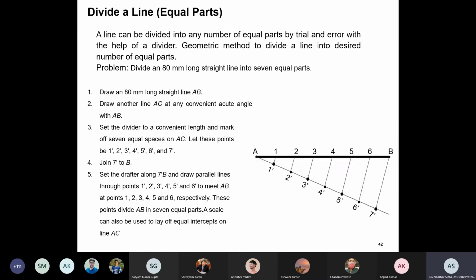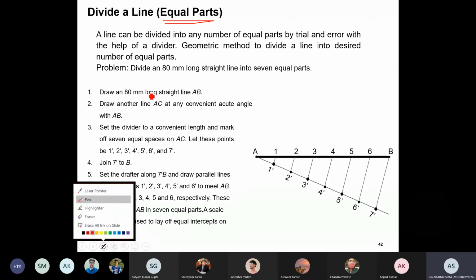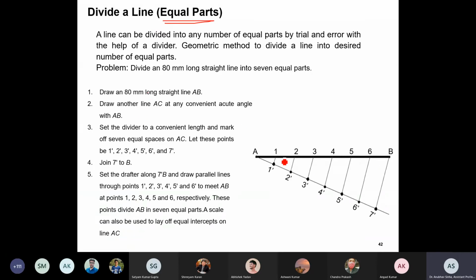Fine. Moving on. Another exercise you will get is to divide a line into equal parts, or maybe in a given ratio. Let us say this is a line. Then you take another line and divide it. Basically, you take any acute angle, and you can make this line as per your requirement. For example, if this AB is given as 80 centimeters and you want to divide it into 7 equal parts, 80 is not a multiple of 7, right?